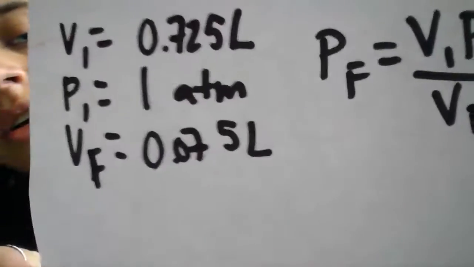The pressure is very simple. It's 1 atm here. And then our final volume is 0.075 liters. So there we have it.